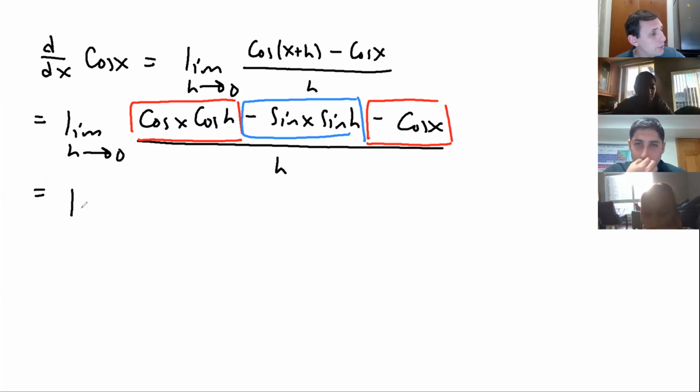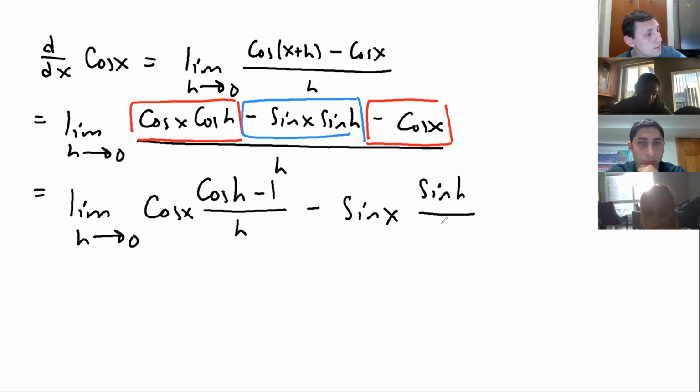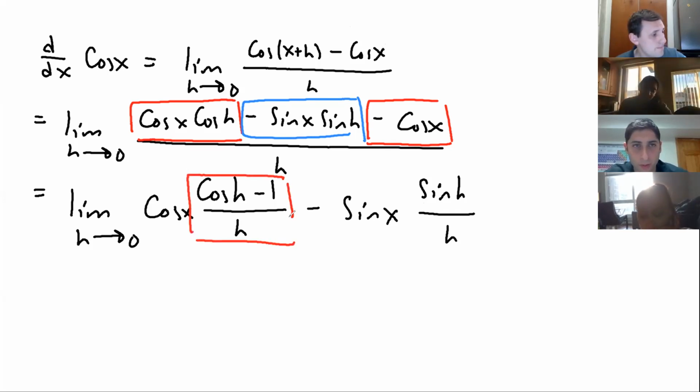what do we have? We have the limit as h goes to 0. Do you see I can factor out cosine x? So here we have cosine x, and here we then have cosine h minus 1, and here we divide by h. Minus, here we can factor out sine x, and we have sine h over h. Good. So that is what happened to the red part. And then this is what happened to the blue part.